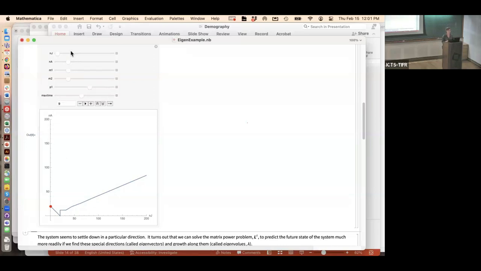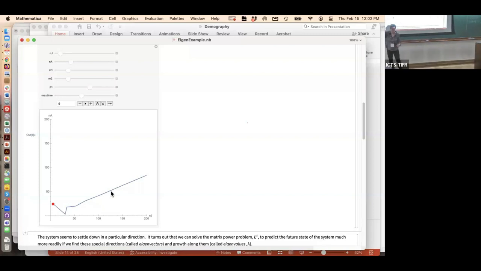Just to graph this, these are sliders, so I can change the number of adults that I start with. It kind of looks the same. I can reduce them. I can have some babies at the beginning or no babies at the beginning. So I want you to pay attention to something. I am changing the initial numbers now, but what's kind of the same no matter what I do? The slope of this angle after a while. Yeah, it seems like it's going in this constant slope. And that means that over time, it seems to be settling with a constant ratio of juveniles to adults.